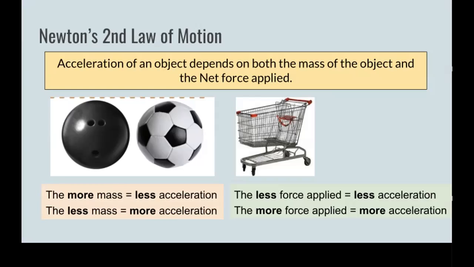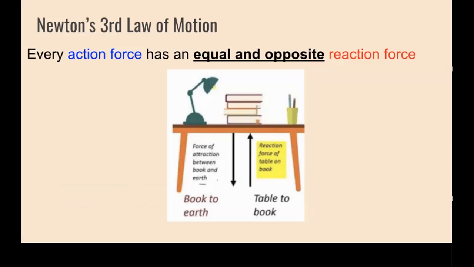We know it has to do with the force, the mass, and the acceleration. I'm going to add the equation up here as well. F equals ma. And so the more mass an object has, the less it's going to accelerate. And the less force it has, the less it's going to accelerate as well. So we can see how these guys are all related.